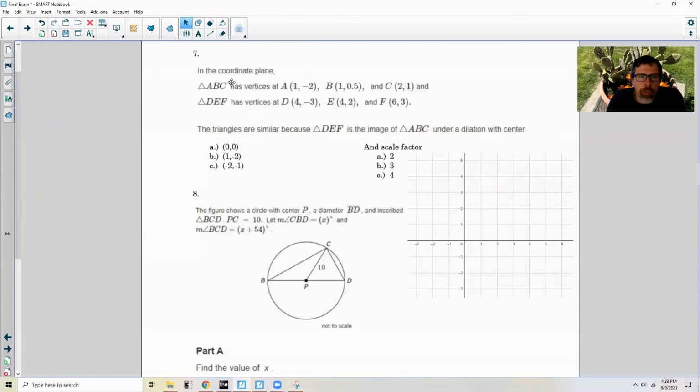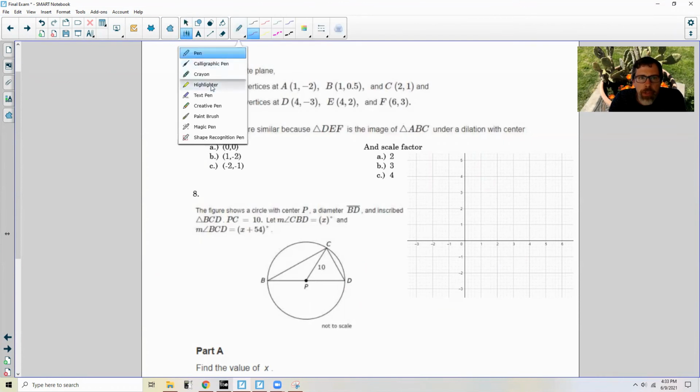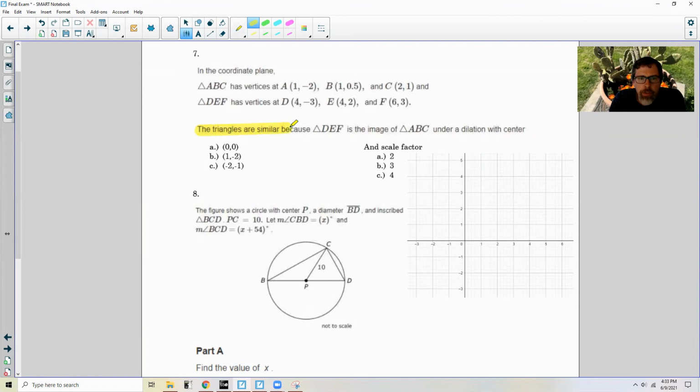Okay, page 5, problem number 7. It says in the coordinate plane, two triangles with these vertices are similar. All right, so let's first highlight that. The triangles are similar. Okay, they're a dilation with a center at one of these 3 points, and we need to find their scale factor. Okay, so it's a pretty simple question.